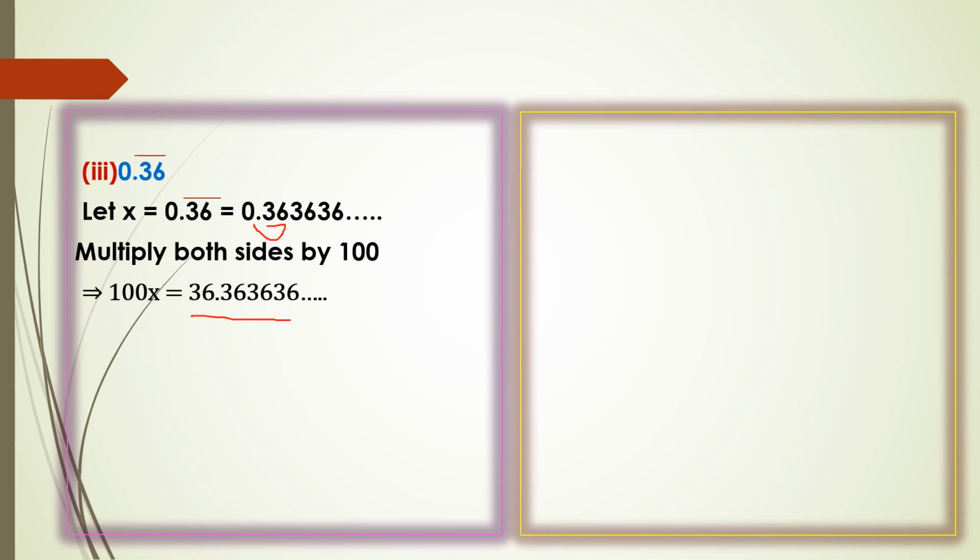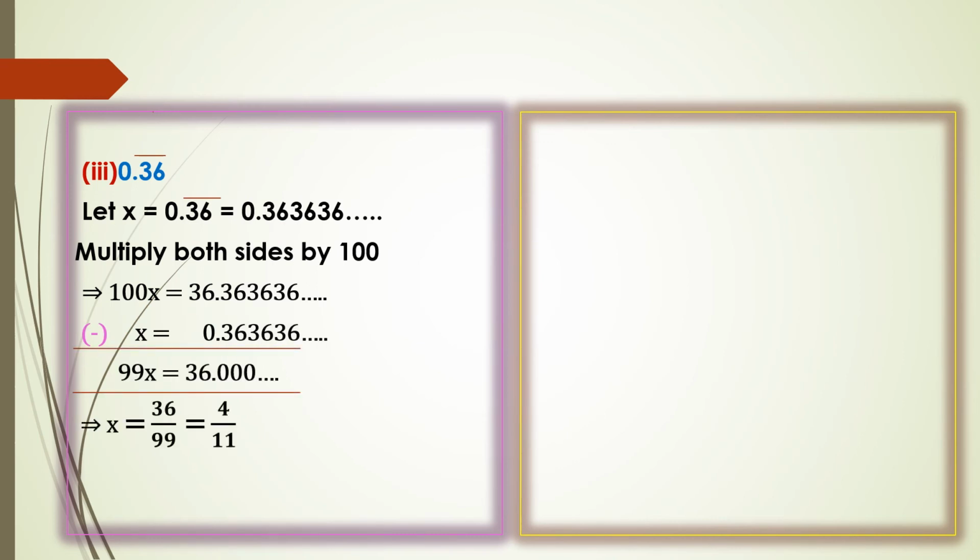Our next step will be to subtract this x from this 100x, right? So your 99x will be like this, 36.000. After the decimal, if there are zeros, there is no use to take. It is divided further because it will go in the 3 table, or it will go in the 9 table also. First you can divide by the 3 table, or you can directly go with the 9 table. 9 11s, 9 4s. It cannot be further divided because it is in standard form. So your answer is 0.36 bar equal to 4 by 11.